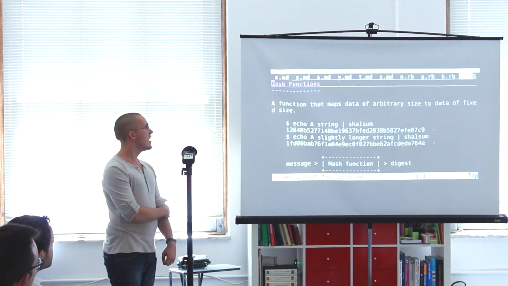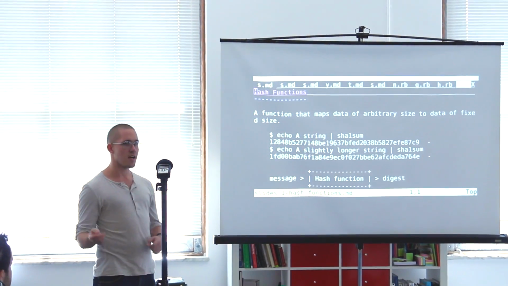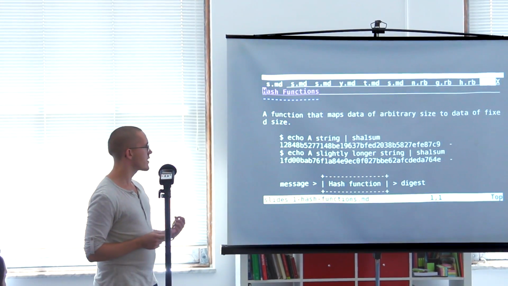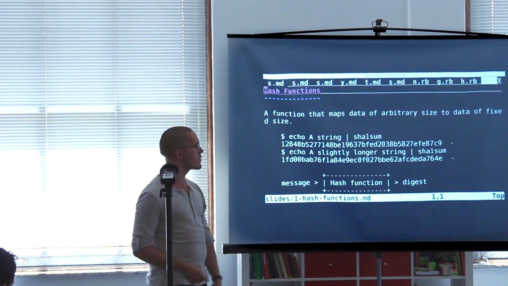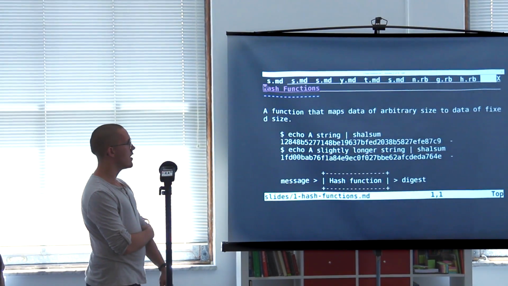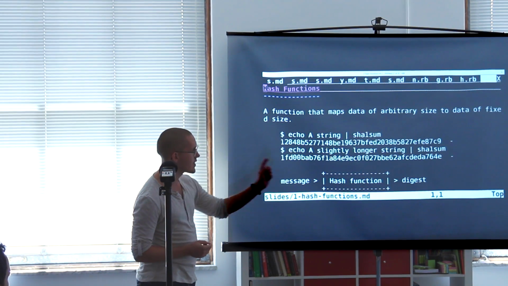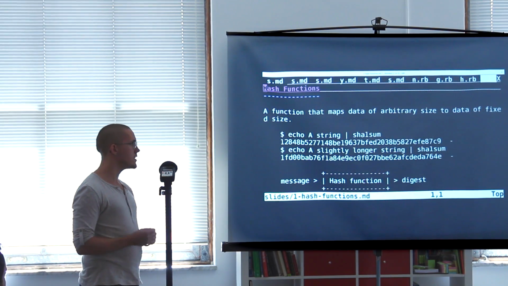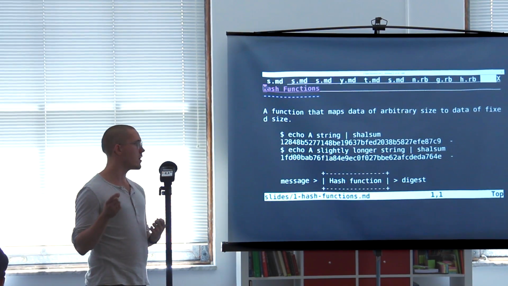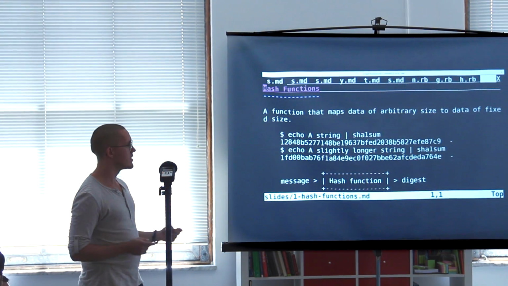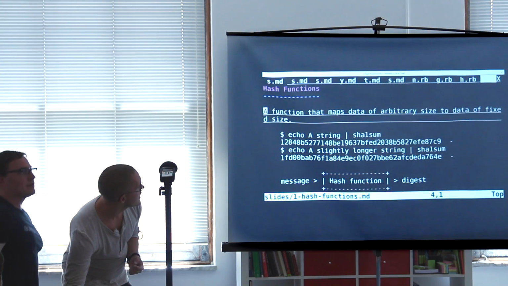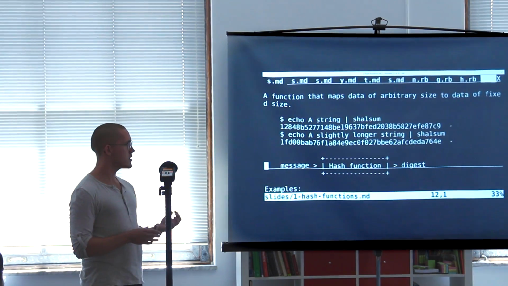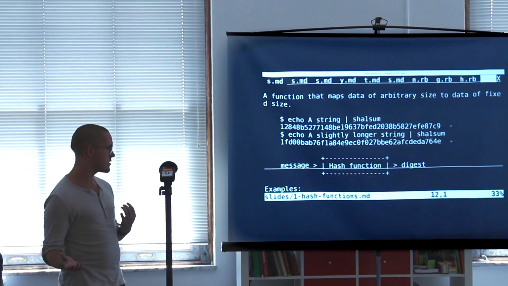What are hash functions? A hash function is something that maps data of arbitrary size to data of fixed size. As we can see here, when we echo a string through SHA-1 sum, we get a digest that looks like this. And if we echo a slightly longer string, we still get the same digest length. The digests represent the message that produced them. That's the most common terminology: a message goes through a hash function and produces a digest.